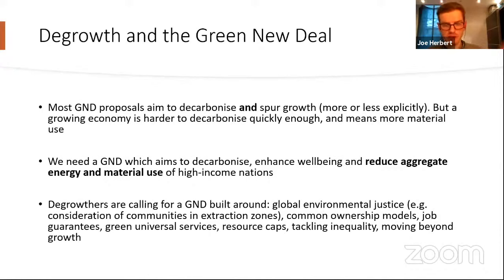The final thing that I'm going to mention, just because I was asked to talk about it, is how degrowth relates to the Green New Deal. Obviously the Green New Deal is quite a big, significant political opening at the moment, and a very live discourse. It represents an opportunity to become one of these radical reforms, as I've just described.